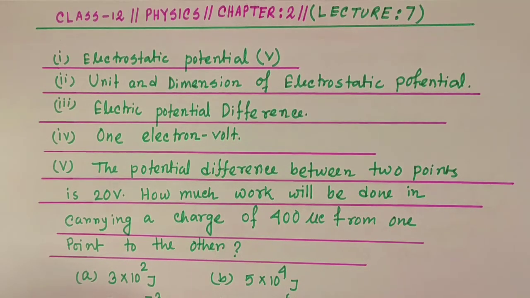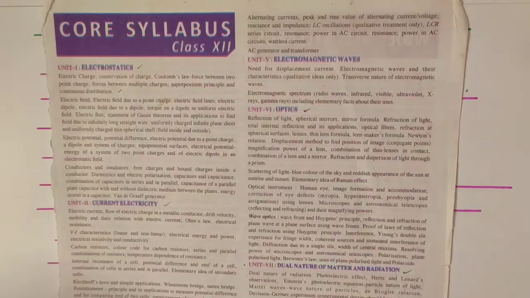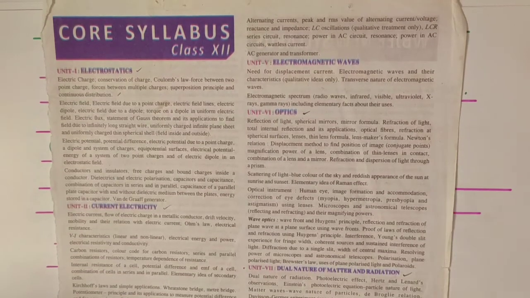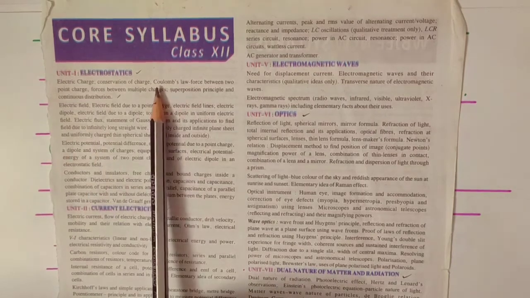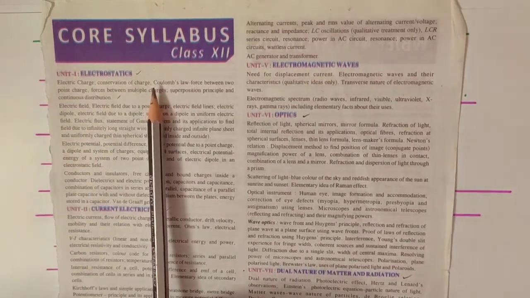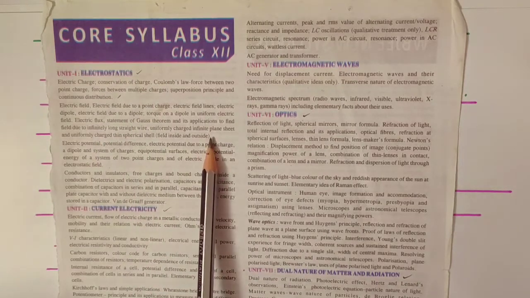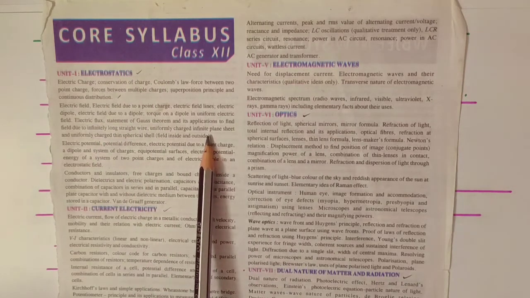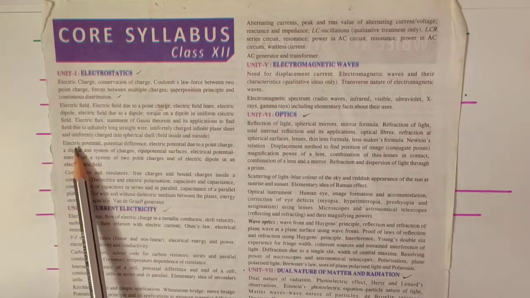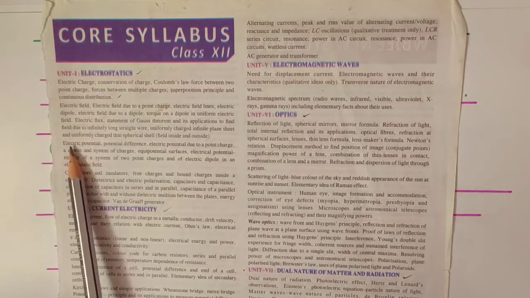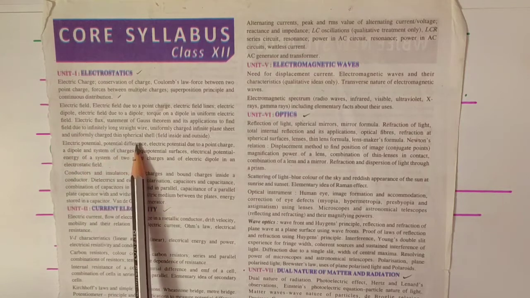As I told before, we will follow the core syllabus of class 12 physics. You can see from here, this is our core syllabus. So from previous 6 lectures, you will find all the topics up to this. And today we will start from unit 1, second chapter. That means electric potential, potential difference and others.